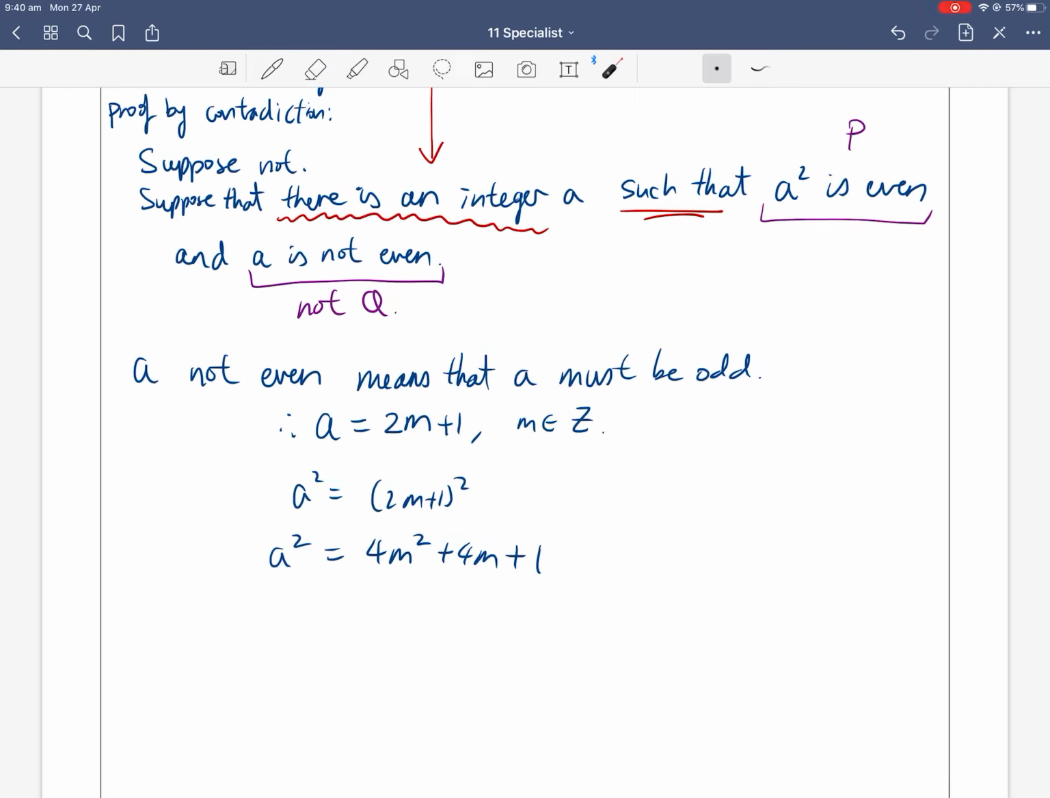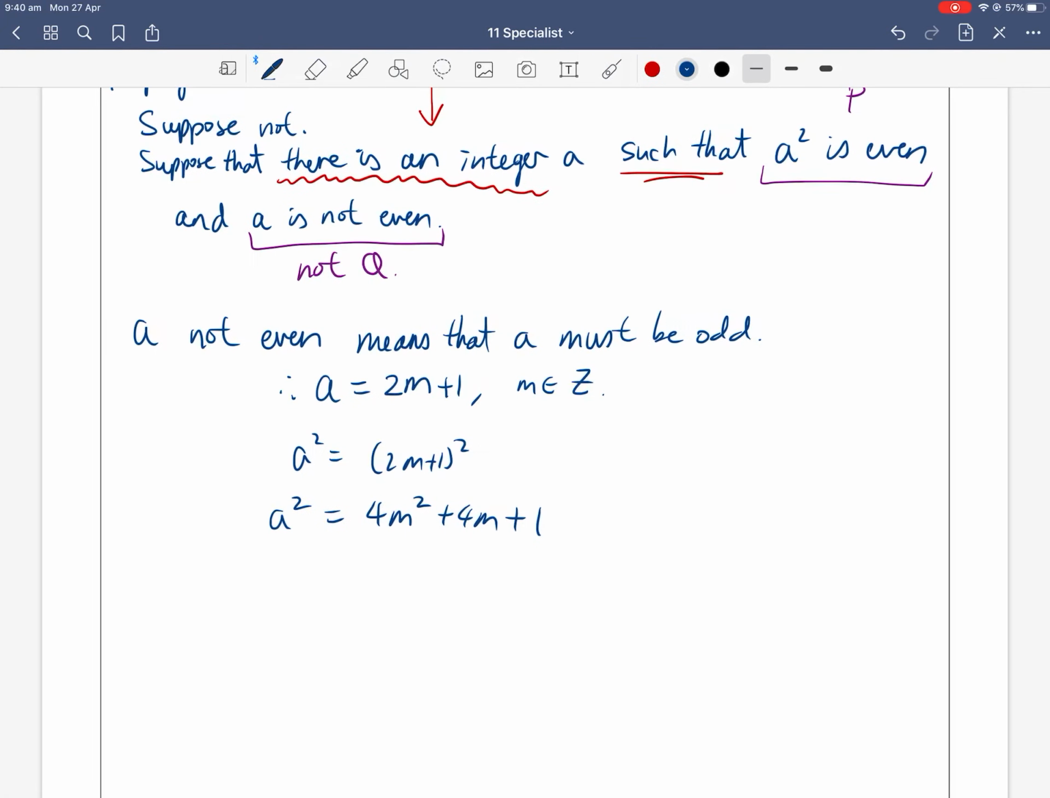We claimed the opposite statement, saying that if there is an integer a, that a squared is even and a is not even, right? So if we can show that a is odd and a squared is not even, then we've reached a contradiction, right? Because we suppose that a squared is even while a is not even. So if we worked with a is not even and we somehow prove that a squared cannot be even, then we've arrived at a contradiction to this supposition of assuming the opposite statement happens.